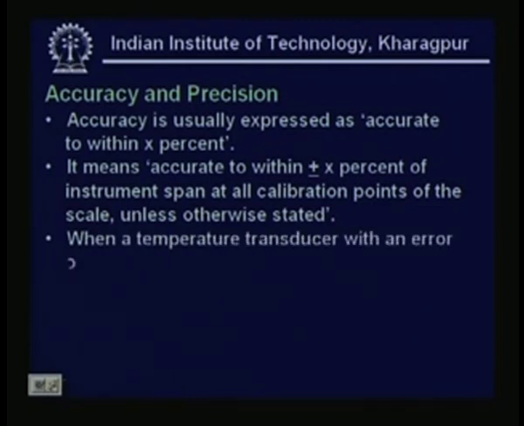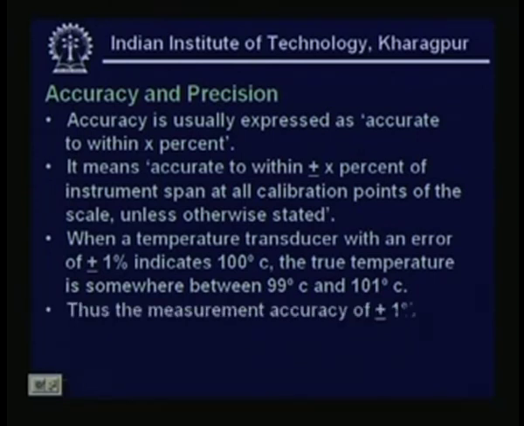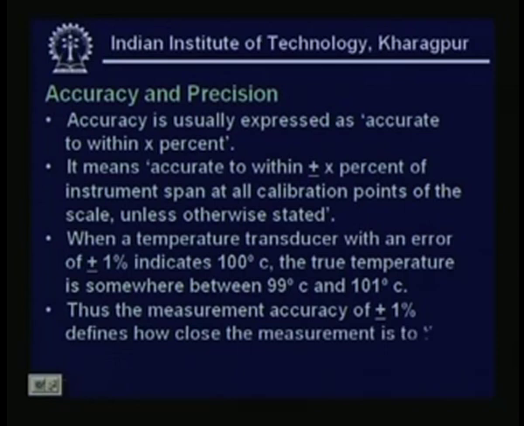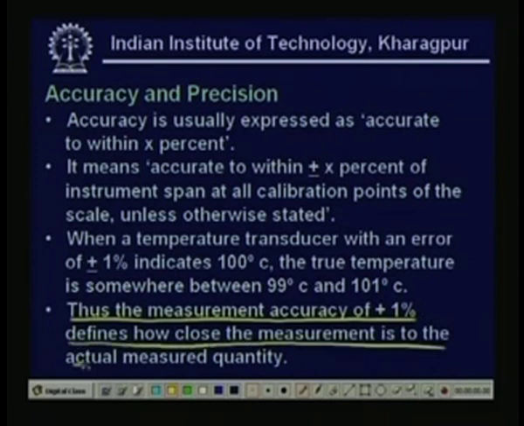When a temperature transducer with an error of plus minus 1% indicates 100 degree centigrade, the true temperature is somewhere between 99 degree centigrade and 101 degree centigrade. Thus, the measurement accuracy of plus minus 1% defines how close the measurement is to the actual measured quantity. How much is the deviation, that is what we talk about in accuracy.